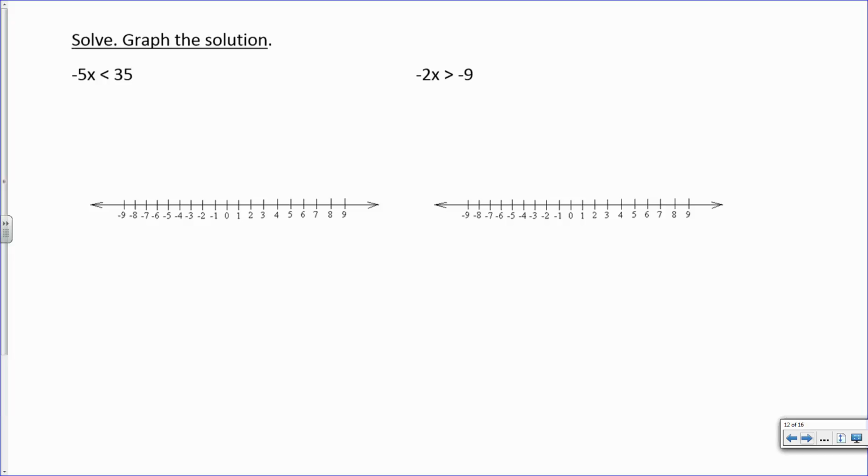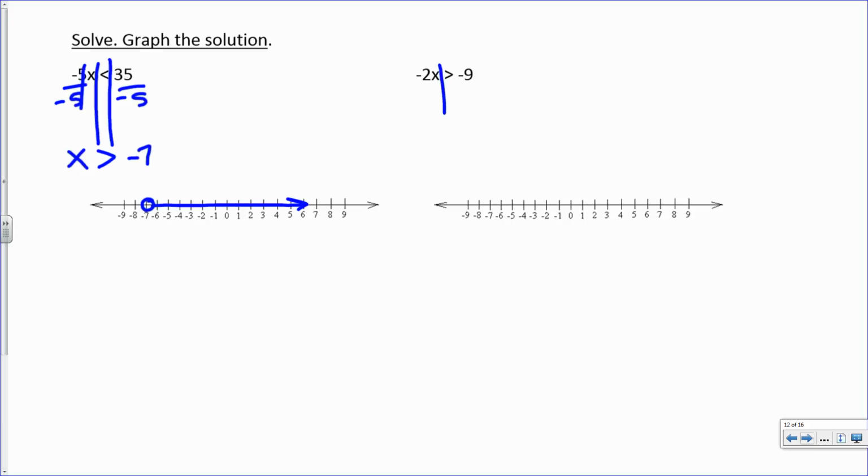So if you'll look at the first one, go ahead and work these two out and then turn it back on and check. Okay, this first one, you should notice that you're going to need to divide by a negative 5. So I'm dividing by a negative. Since you divide by a negative, you need to change the sign from less than to greater than. So you should have gone to -7, open circle, greater than.